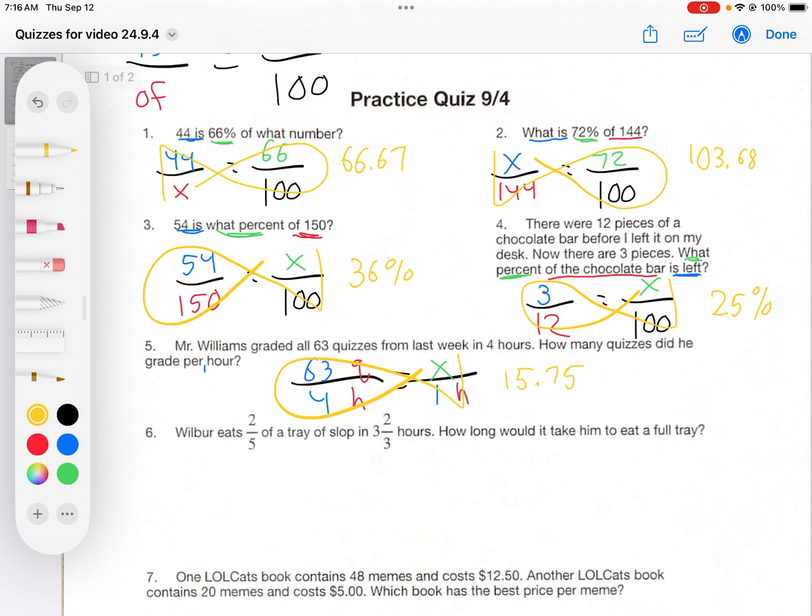Number 6, we have another unit rate problem, but this time we have some fractions involved. Wilbur eats 2/5 of a tray of slop in 3 2/3 hours. You could have, if you wanted to, change that to 11/3, but I let you use calculators on this, so it might not have been completely necessary. And then we're asking how long, how much time would it take him to eat one full tray?